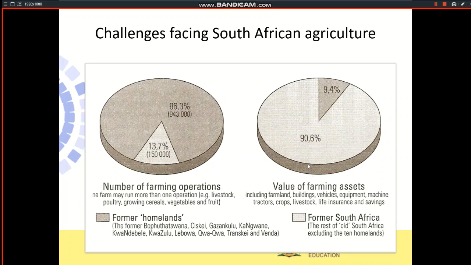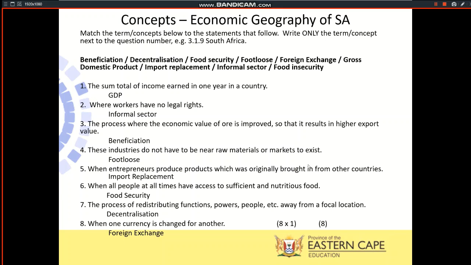Let's look at challenges facing South African agriculture again. We've gone through them already, so we won't be going through them again. You have done them in the previous slides. Now we're going to look at how this section can be asked in the exams. We look at an example taken from a previous question paper, where the examiners tested your concepts, and it can be asked in the following way.